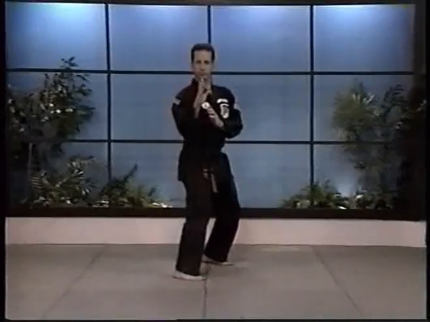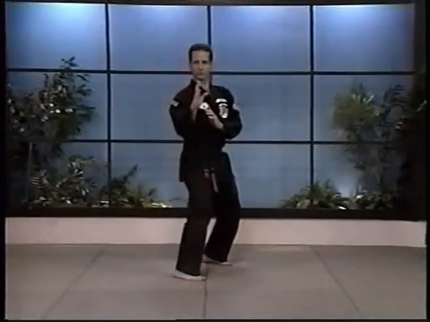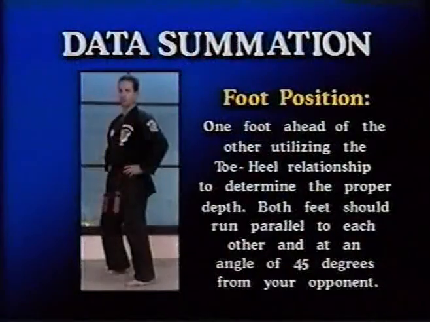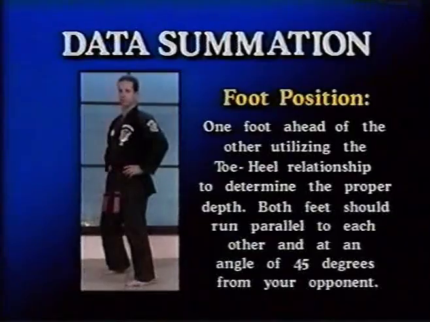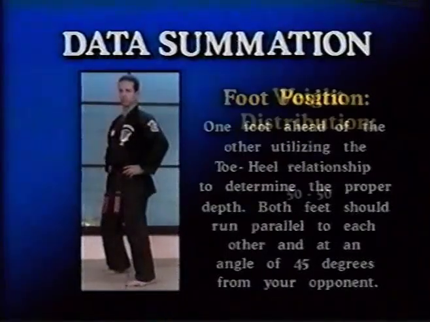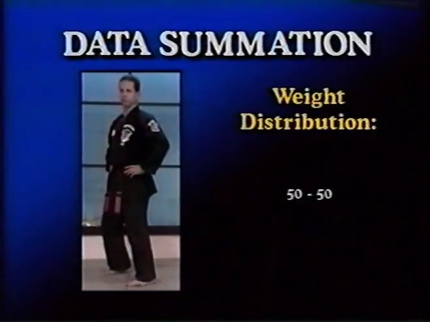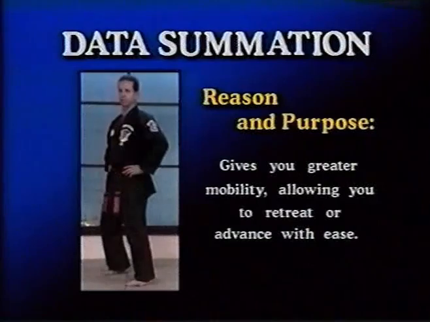Once your width and depth are determined, have both knees bend naturally, and the proper height will be arrived at automatically. Data summation of the neutral bow. Foot position: one foot ahead of the other, utilizing the toe-heel relationship to determine the proper depth. Both feet should run parallel to each other and at an angle of 45 degrees from your opponent. Weight distribution, 50-50.